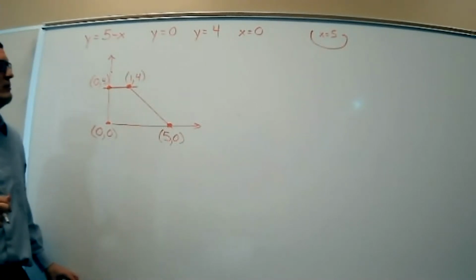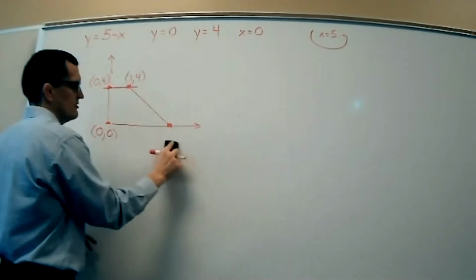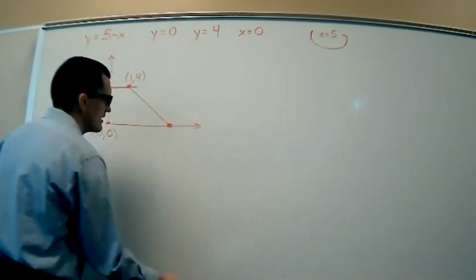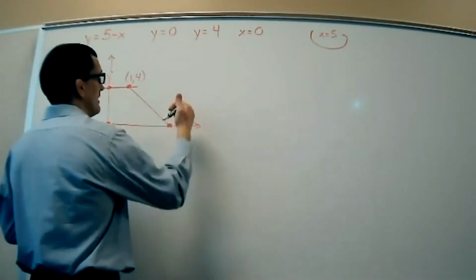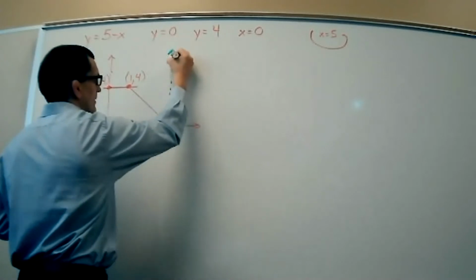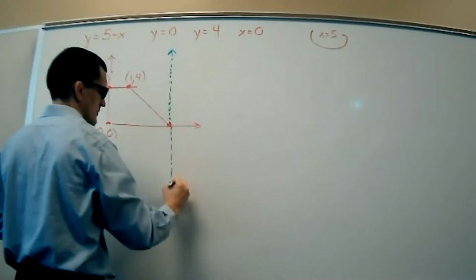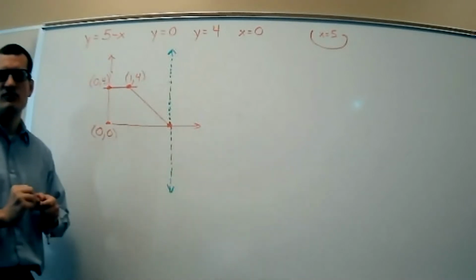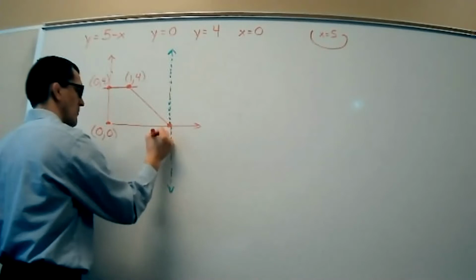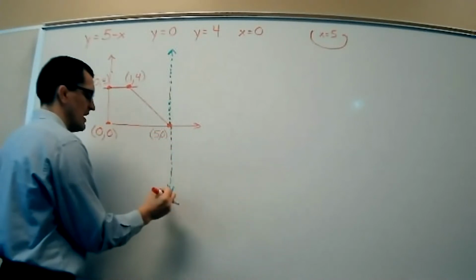We want to rotate around the line x equals 5. Now I have to undo this because I kind of screwed that up. Because x equals 5 is a vertical line, and it turns out it goes right through this point here. Right through 5, 0. Okay? So we're going to be rotating around x equals 5.